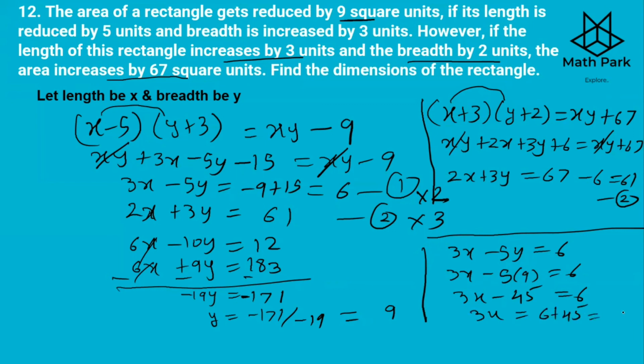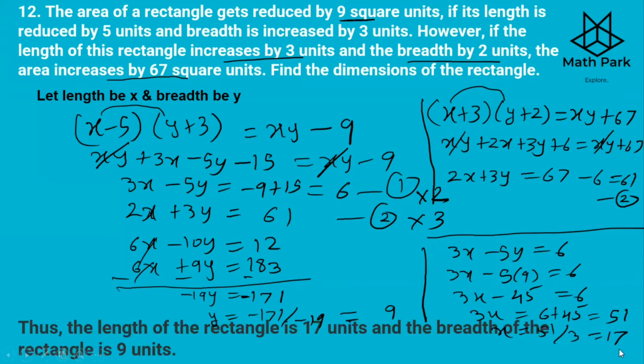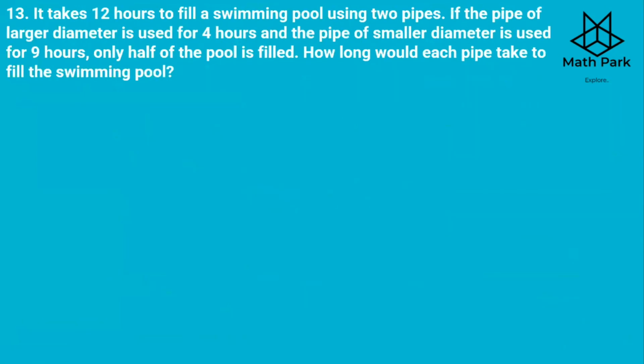5 plus 6, 11. Carry 1, we get 51. So x is equal to 51 divided by 3, which is 17. Okay, so this is how we get the dimensions of the rectangle. That is, length is 17 units and the breadth is 9 units. Got it? Moving to question number 13, the last question of this exercise.